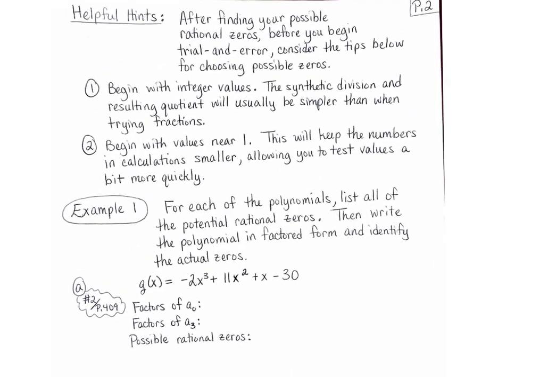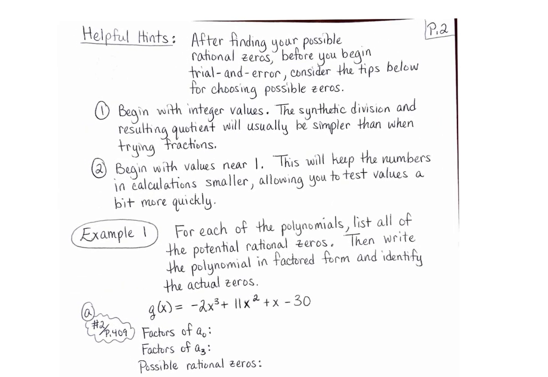Some helpful hints here. After finding your possible rational zeros, before you begin trial and error, because that's the process here, consider the tips below for choosing possible zeros. Start with your integer values. And because you're choosing rational, you have the possible rational zeros, you expect to see what kind of numbers? Zeros, yes.